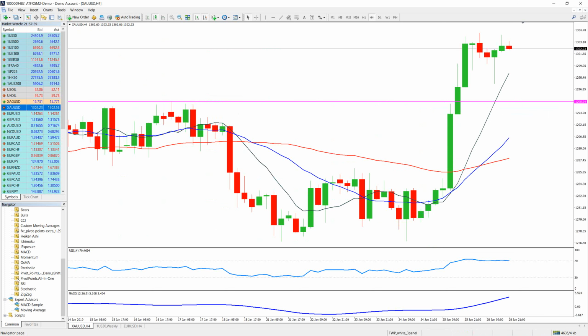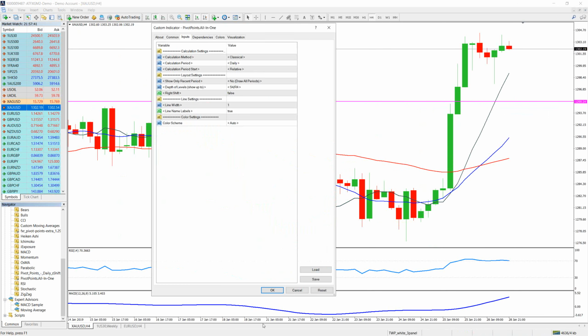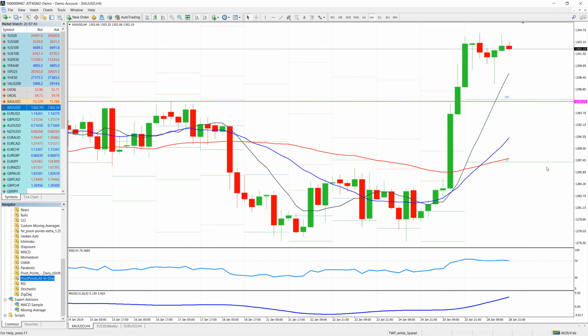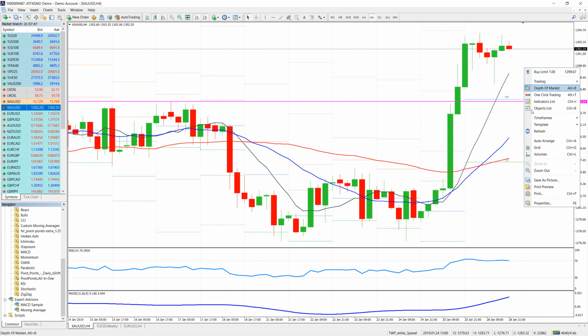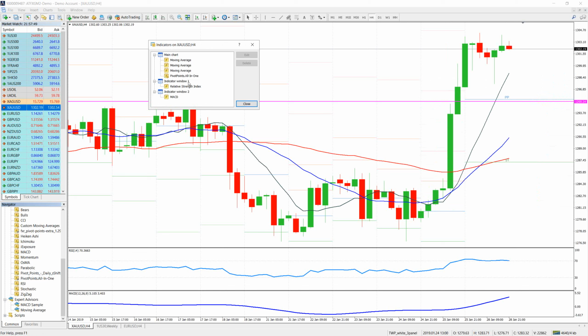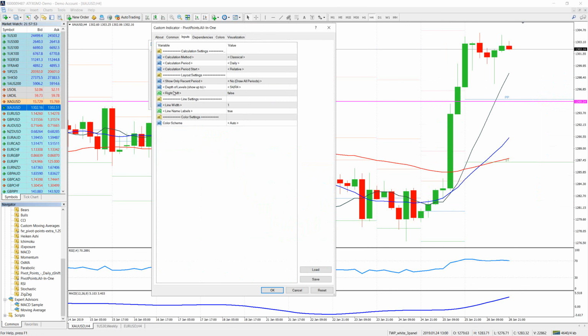So that's one indicator there as well. That's there. I've also got pivot points all in one, which is quite cool. Let's have a look at that. So these are just different ones. Very hard to see this. So I'll go into the indicators and just make it a lot thicker. Pivot points all in one. Here's the line width, so let's do this nice and thick so everyone can see it.